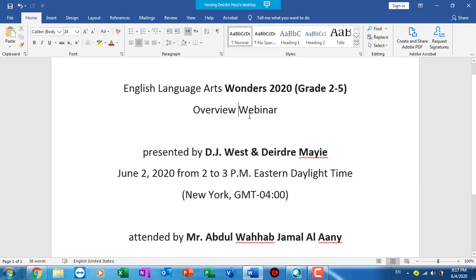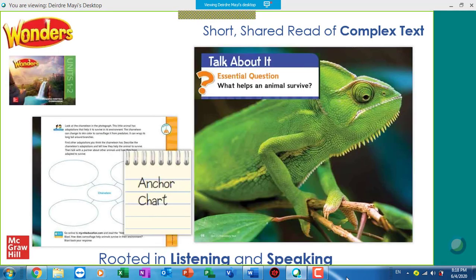What helps an animal to survive? Now, as Wonders is rooted in speaking and listening, we immediately want students to be able to engage in collaborative conversation. As students are looking in their Reading Writing Companions, they will see an icon which features two heads together. You'll see it on the left side of my screen. Here is where students are going to actually discuss the essential question.